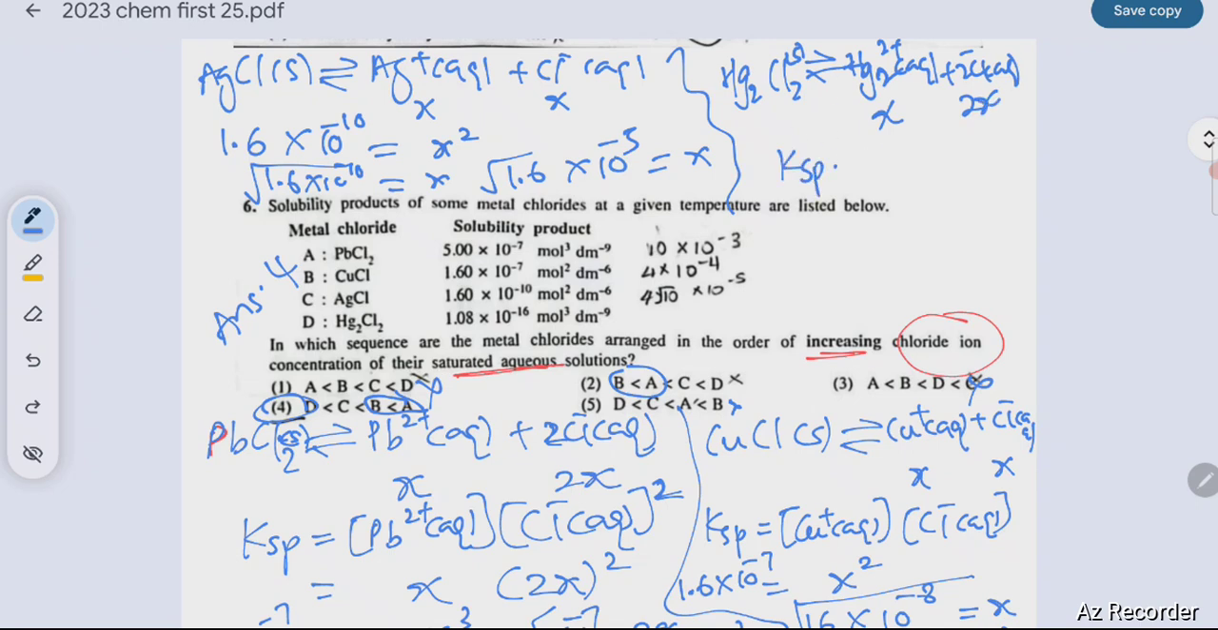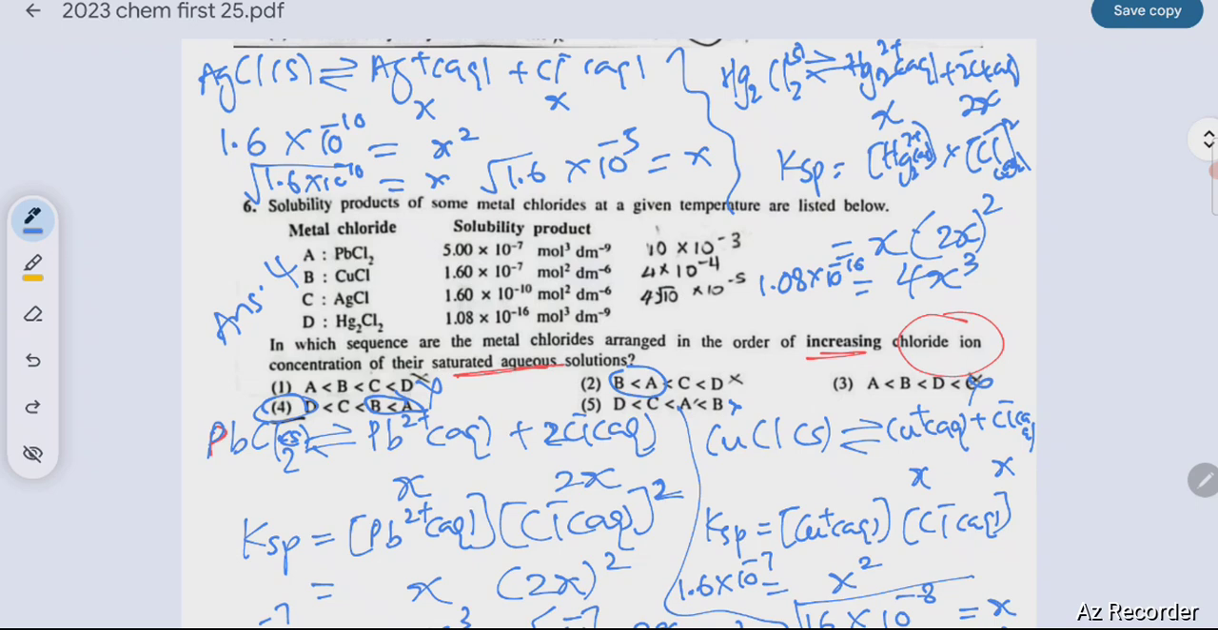Then Ksp is Hg2 2 plus aqueous into Cl minus aqueous squared, right? Then x into 2x squared. So we are getting 4x to the power 3. Then 4x to the power 3 is equal to what? 1.08 into 10 to the power minus 16.